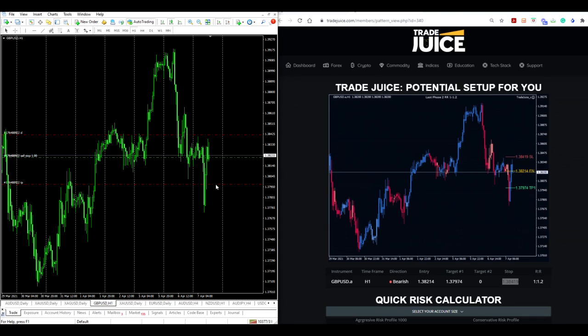There's where our take profit target's been set as per the suggestions, and the stop loss as indicated on the chart on Tradejuice. So let's get back to looking at this trade as it progresses. I'll be back in a short while to let you know how it plays out once it hits that sell stop.